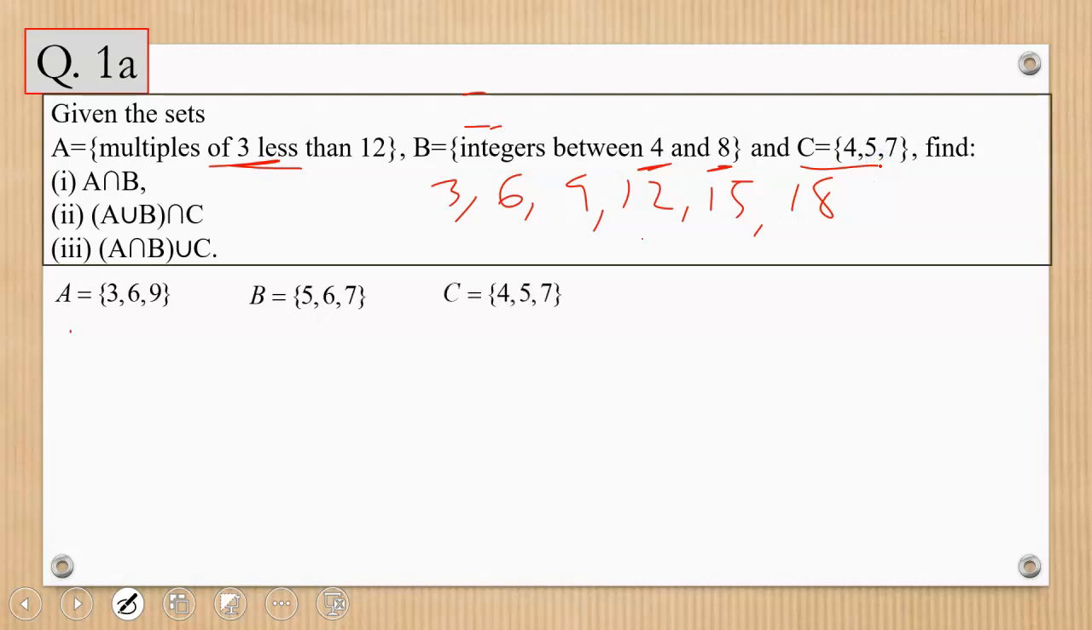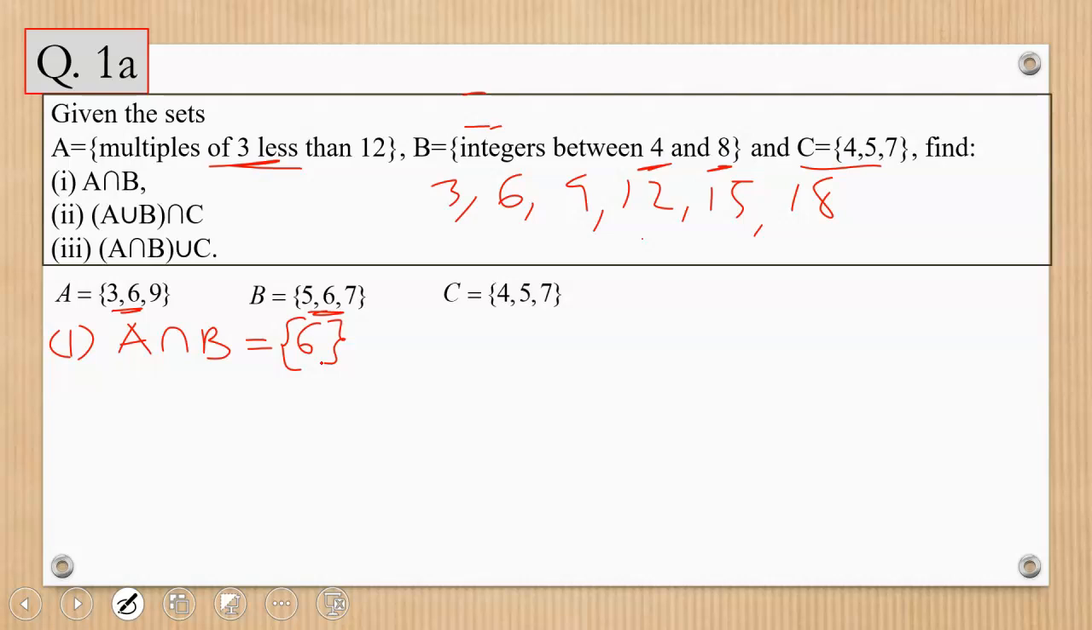Now we are supposed to find question number 1, A intersection B. And intersection simply means what is found in both sets. So what can be found in set A and can be found in set B is what we write as the intersection. And you can see that only 6 appears in both sets. So our answer becomes 6.